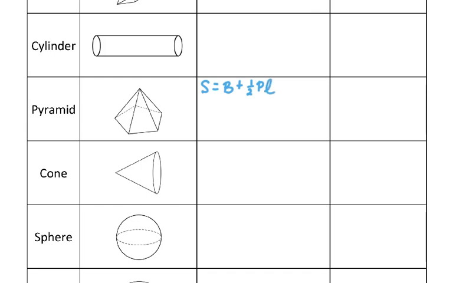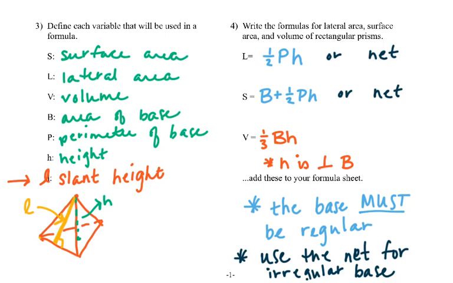Is that what I put? Oh boy. Oh, you guys, this is bad. This is slant height. So sorry. That is a big mistake. Okay. All right, so that's slant height.